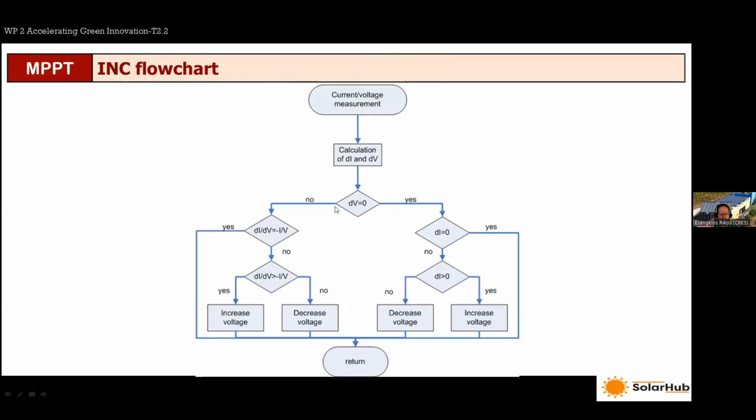Then if it's not zero, you compare the derivative to the ratio of current over voltage, and then know if you have to increase or decrease the voltage. And the same applies also when the dV value is zero, when you have to do some other actions here in order to know if you have to increase or decrease the voltage.